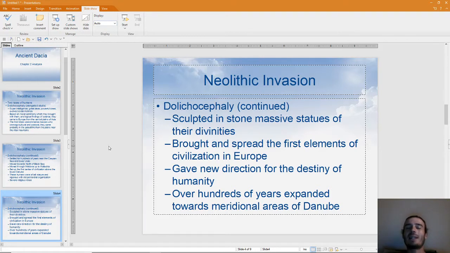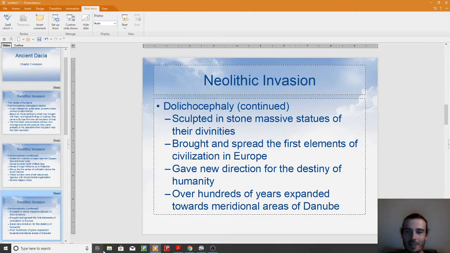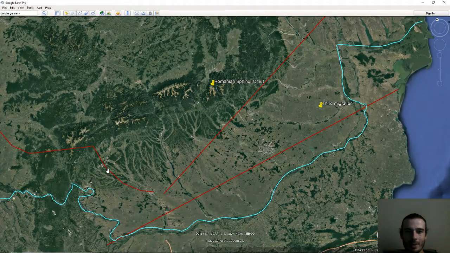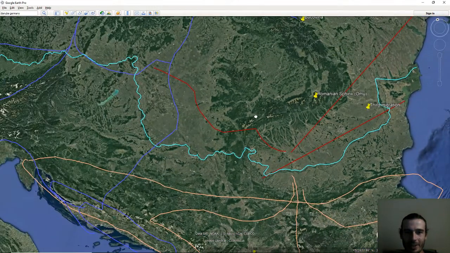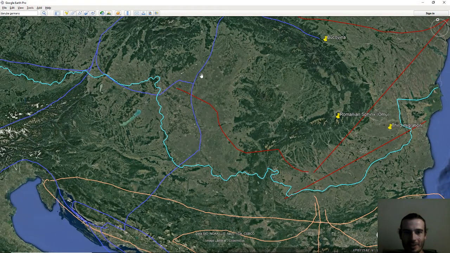Well, this implies that humanity already existed here even before the Pelasgians showed up. So, what did humanity look like or act like prior to their arrival? I'll cover that as well in the future. Over hundreds of years, they expanded towards the meridional areas of the Danube. The meridional areas is this area.